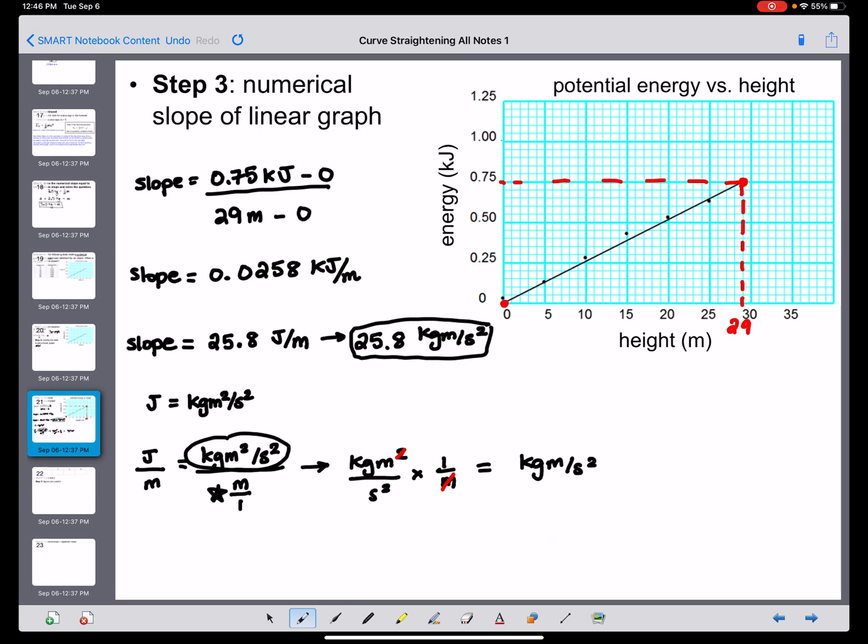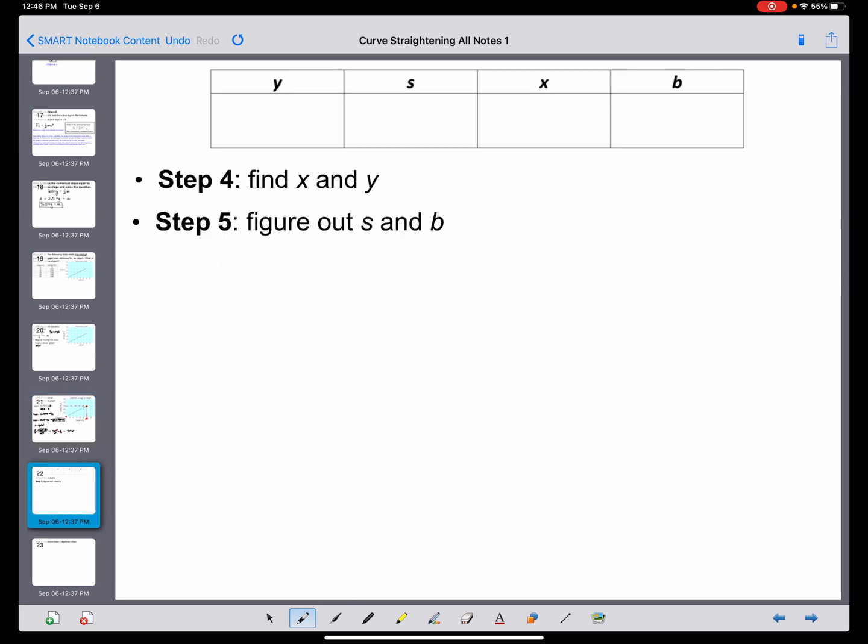It's not my answer to the question yet. Now we're going to try to fill in this chart. The first thing I'm going to fill in is y and x. Remember, y is just whatever's on the y-axis of the graph, so that's EP. x is whatever's on the x-axis, which is h. And so x and y, that's done.